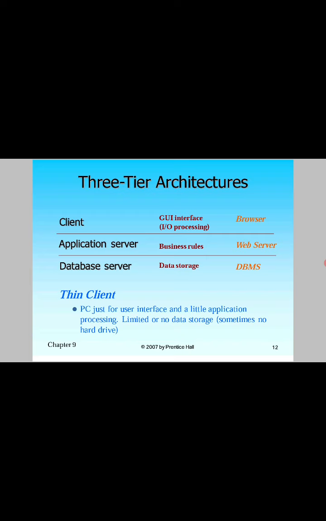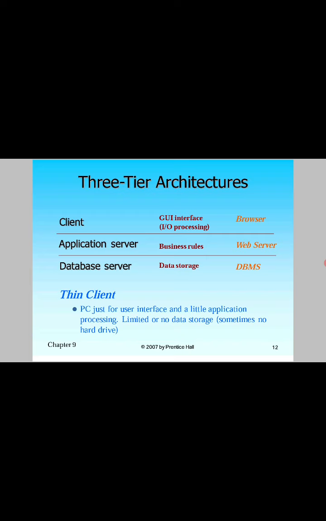And the third one is the database server. In the database server, all the databases are maintained, for storing large databases, and other DBMS operations take place here. So it is also called a thin client. What is a thin client? A PC just for user interface and a little application for some limited data storage, sometimes no hard drive. Means in the three-tier architecture, the role of the client is almost reduced.